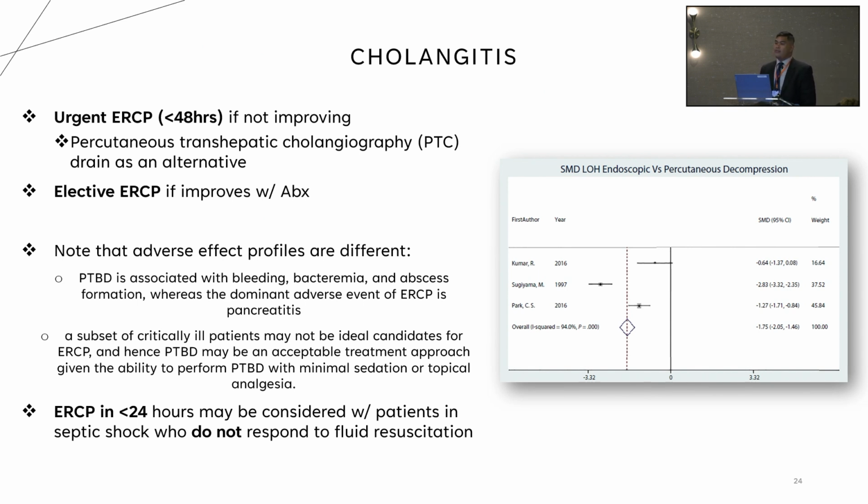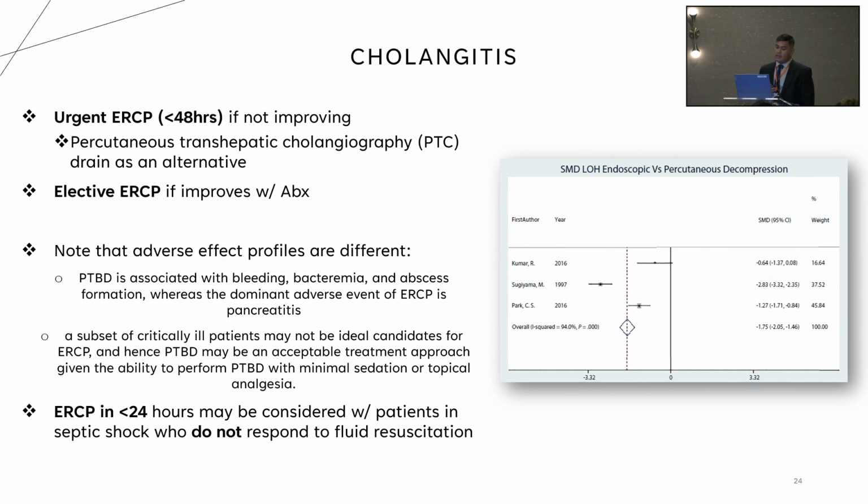Now, the alternative, depending on your institution, is that you can also consider placement of a percutaneous drain, but placement of a percutaneous drain is not definitive, and you would still need to do an ERCP at some point. Technically, you can be giving these patients more risk for infection or complications from that procedure itself. And so I think it's reasonable in certain patients to consider ERCP urgently.